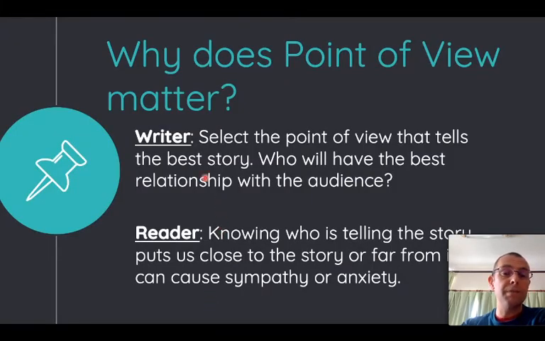So why does point of view matter? Well, from the perspective of the writer, selecting the point of view that tells the best story is really important. It's also which point of view will have the best relationship with the audience, bearing in mind what the writer wants to achieve. Remember, the writer has a purpose to the story. That might be to pull out particular messages or themes, and that means the writer is going to make choices that manipulate the reader to feel and think a certain way. And so choosing who's telling the story is a really important piece of that.